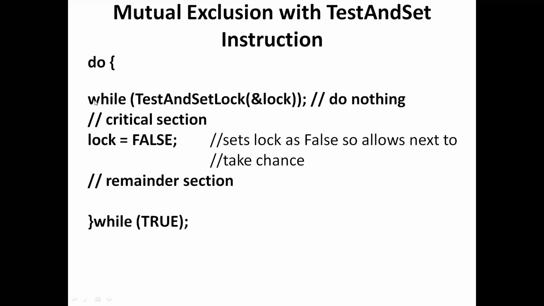Here we have a while loop. We call this test and set instruction inside the while condition. If this is true, we will stay inside this while loop only, because we have a semicolon here. That means there is another process which is executing in the critical section.